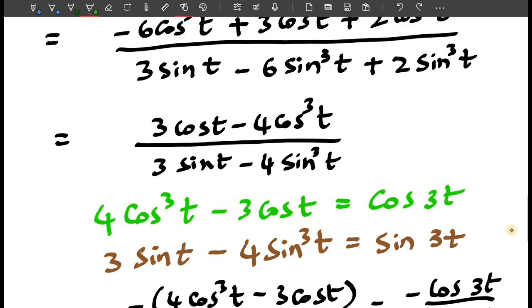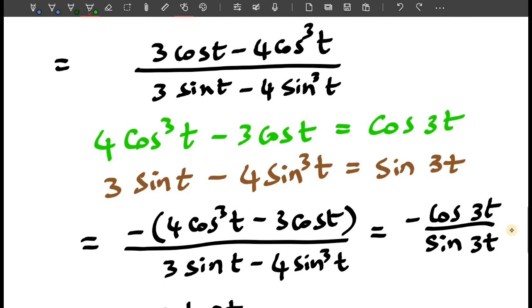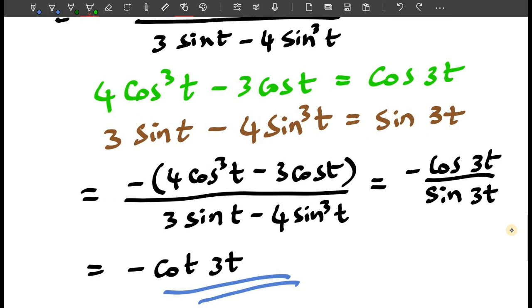But we already know that 4 cos cube t minus 3 cos t is nothing but cos 3t. Similarly, 3 sin t minus 4 sin cube t is nothing but sin 3t. Substituting that, we get minus cos 3t by sin 3t, which is nothing but minus cot 3t. Okay, thank you.